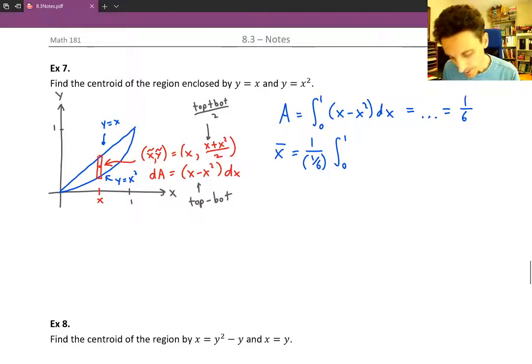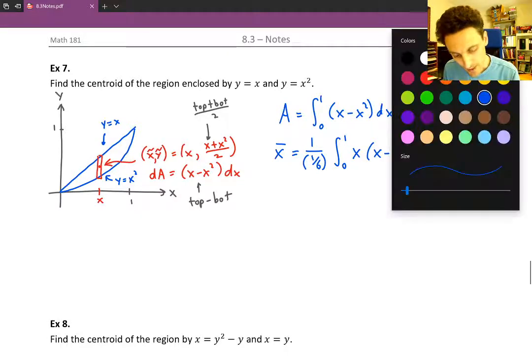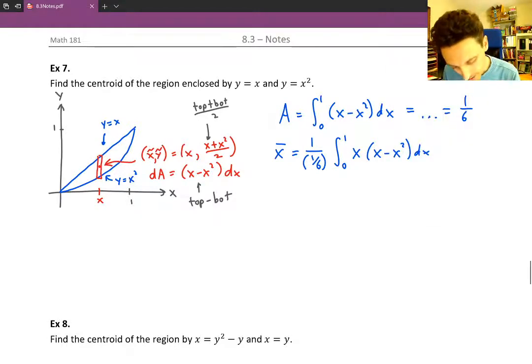So from 0 to 1, x tilde, which is x, and then times dA, which is x minus x squared times dx. So let me just highlight what these are. So this is x tilde, and this is dA.